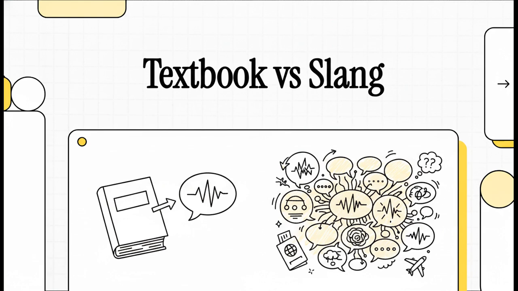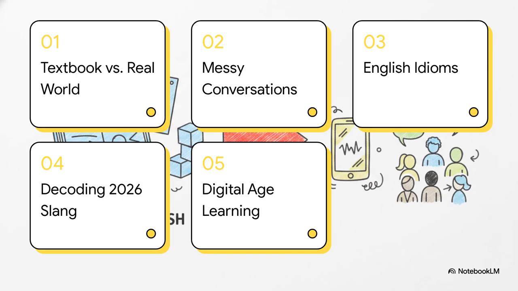Today, we're going to look at exactly why that happens and how language actually works out there in the real world. So here's our roadmap for today. We'll start with textbook versus the real world, move into the messiness of conversation, then mastering English idioms, decoding 2026 slang, and we'll wrap up with learning in the digital age.